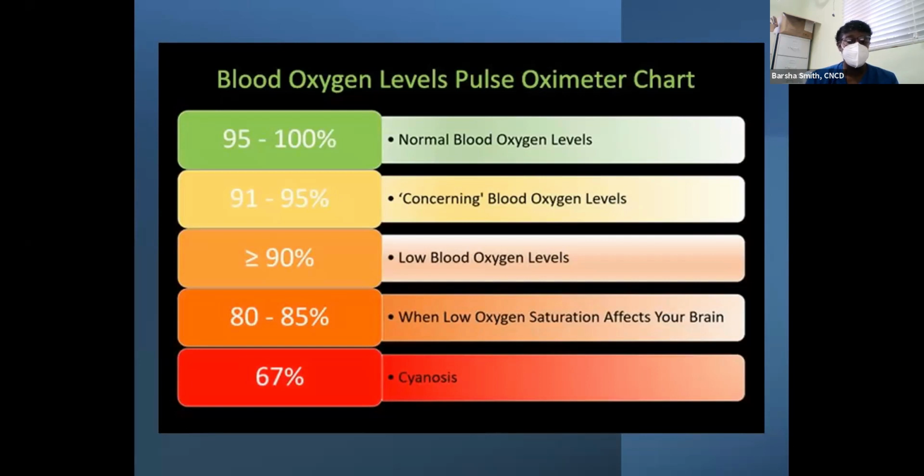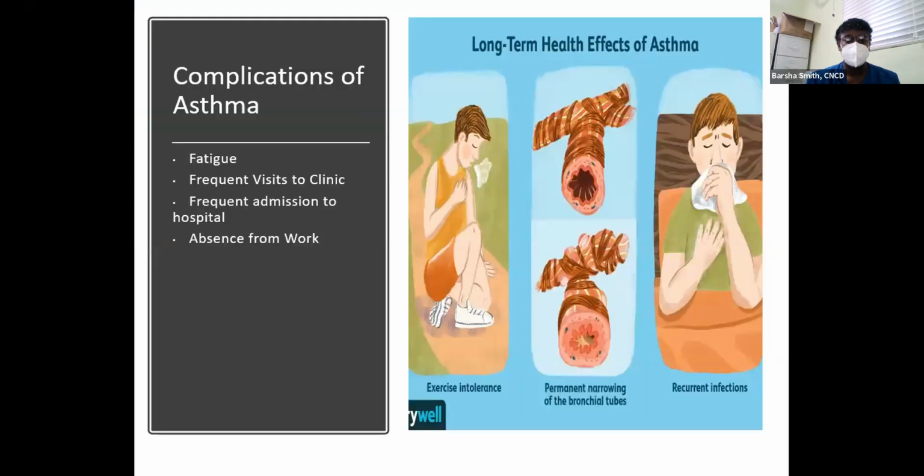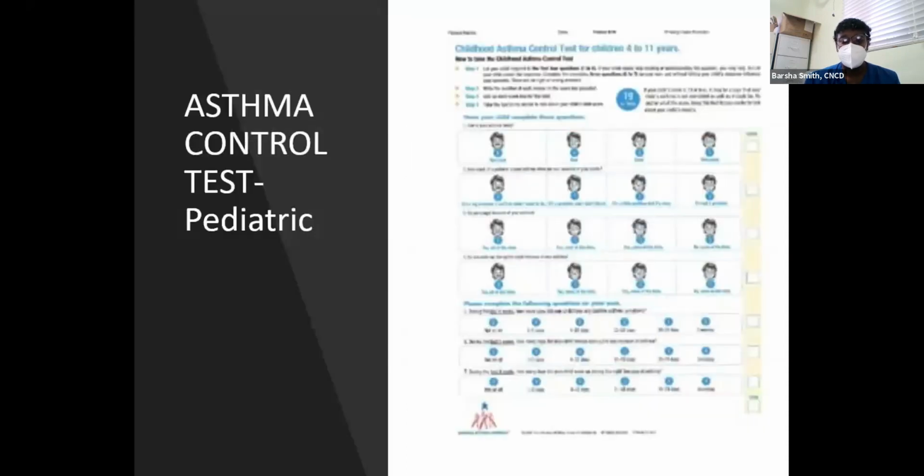If someone comes to your clinic and they're at 80, we have to run. This person is in critical condition. And that's what we're finding with our COVID patients. Their O2 sat drops very, very low. Some of the complications as it relates to asthma are fatigue, frequent visits, and of course, absence from work.